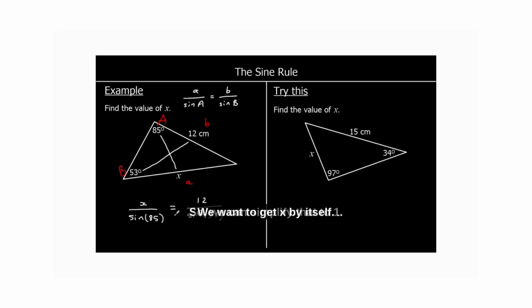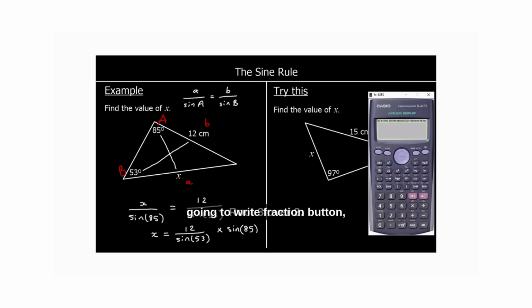We want to get x by itself. At the moment, x is divided by sine 85. So to get rid of that, we multiply both sides by sine 85. So x is equal to 12 over sine 53 times sine 85. And we can just type this exactly how it looks into the calculator to find x. So I'm going to write fraction button 12 over sine 53, and then all of that times sine 85.